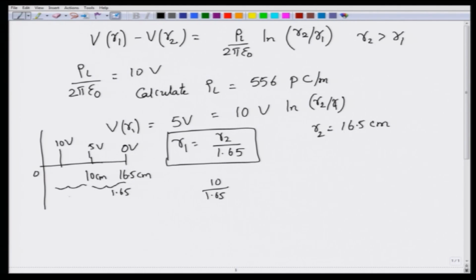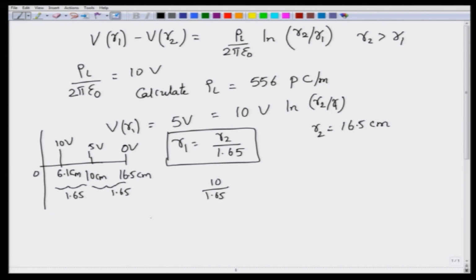Because the ratio between these 2 points is 1.65, similarly, the ratio between these two must also be 1.65, and the value of R from the origin where the potential will be 10 volts is approximately 6.1 centimeters. Okay. If you continue doing this at different values, you are going to get different potentials, and the potential keeps on rising, and the potential goes as the logarithmic value.